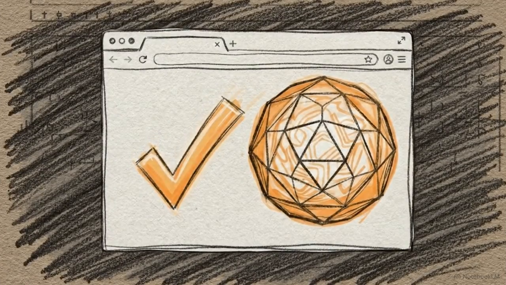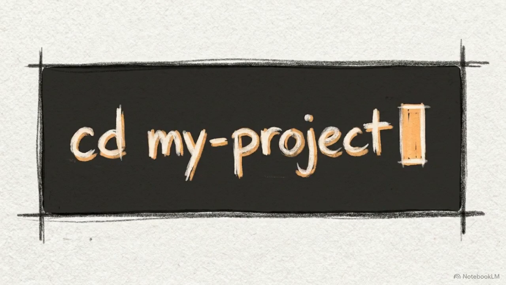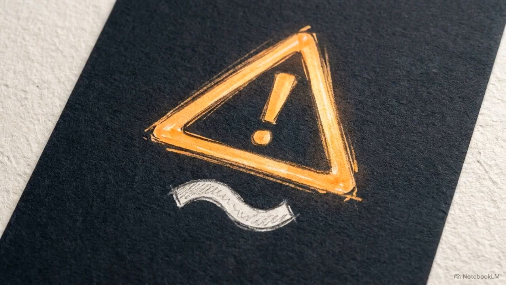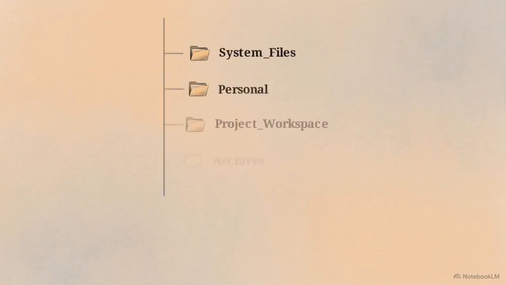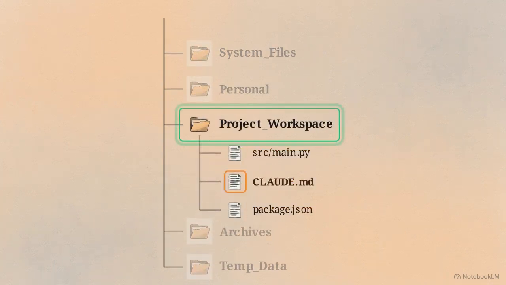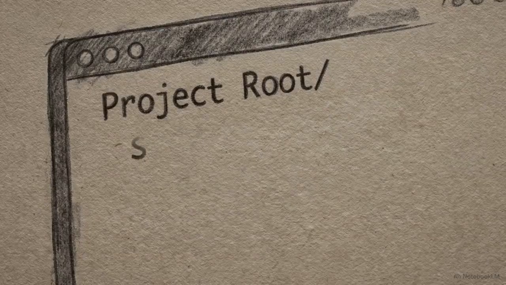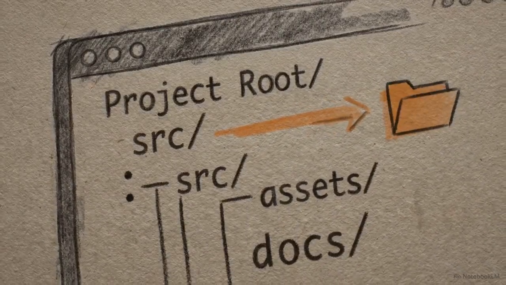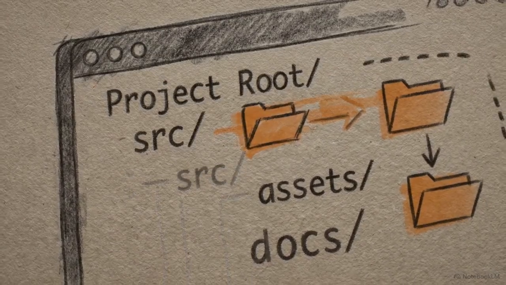Before launching the AI, use the cd command to navigate into the specific project folder you want to work on. Do not launch Claude from your home or root directory. Starting the assistant inside a specific folder ensures it only analyzes the files relevant to your current task. Once you are in the correct folder, type claude. The assistant initializes and maps the project structure so it can navigate your files.